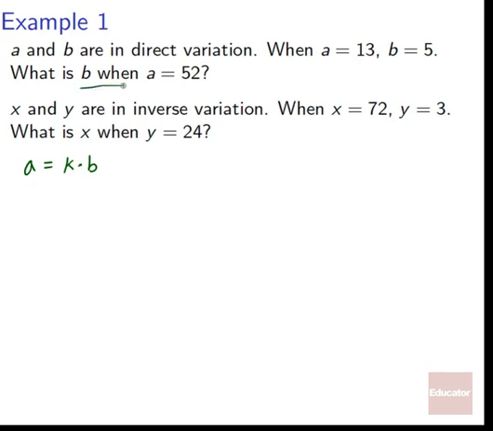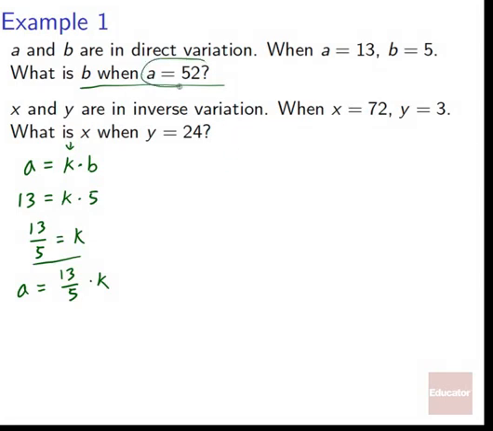If we want to know what B is when A equals 52, we're going to need to know what K is to be able to figure that out. So we start off by figuring out what K is. 13 equals K times 5. So that means that 13/5 equals K. Great. If that's the case, we can go back and we have that A equals 13/5 times K.